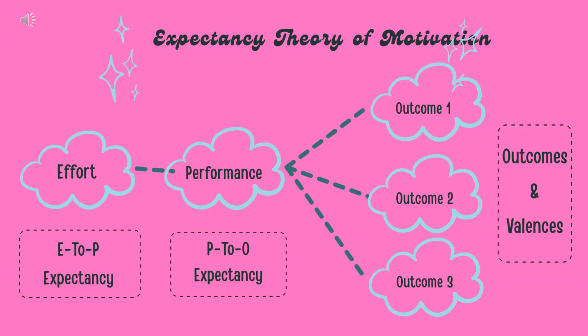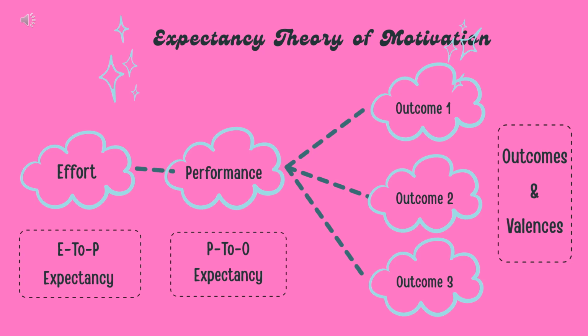Expectancy theory of motivation offers an elegant model based on rational logic to predict the chosen direction, level, and persistence of motivation. Firstly is E2P expectancy. This is an individual's perceived probability that a specific effort will result in a specific performance level. In some cases, employees may believe that they can unquestionably accomplish the task.